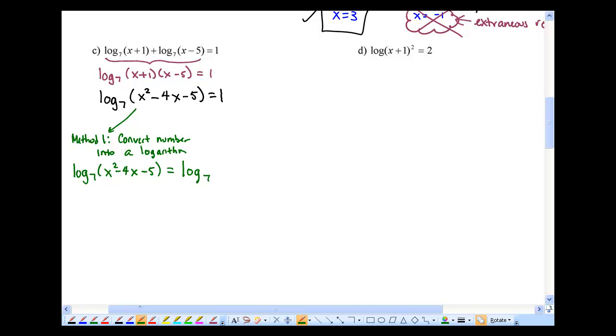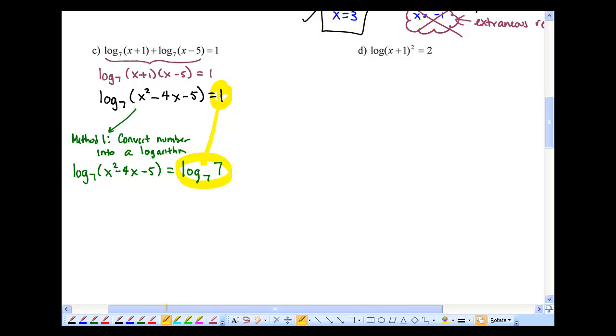So think to yourself, 7 to the power of, remember this is 1, so 1 is your exponent. So 7 to the power of 1 equals 7. So what I'm really saying to you is log base 7 of 7 is equal to 1. So what we've done is we took the 1, and once again, I take the 1 and I convert it into log base 7 of 7.